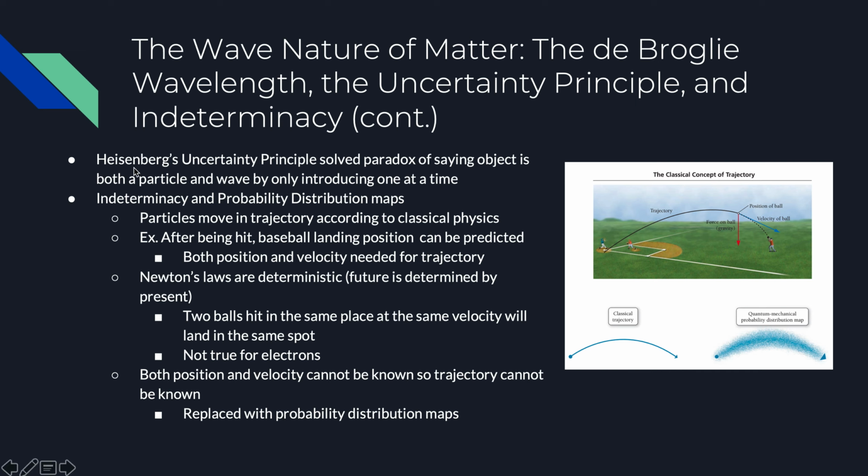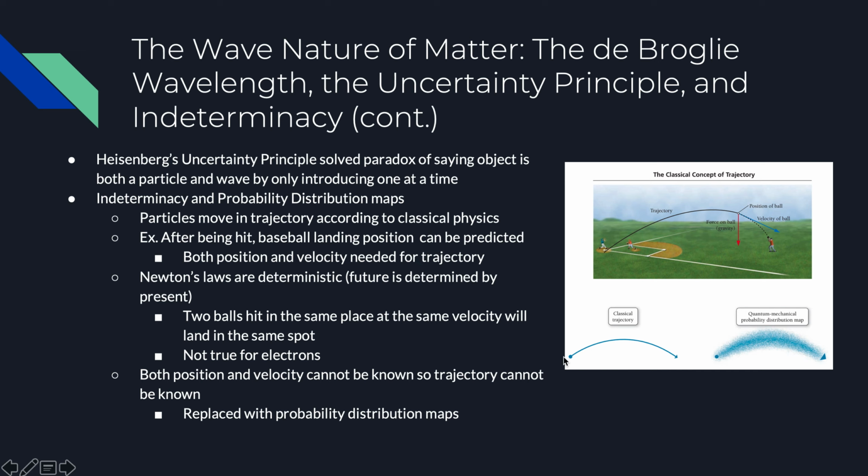And Heisenberg's uncertainty principle solved the paradox of saying an object is both a particle and a wave, since it only allows for you to introduce one at a time. You cannot introduce both at the same time. And so this results in indeterminacy and probability distribution maps.